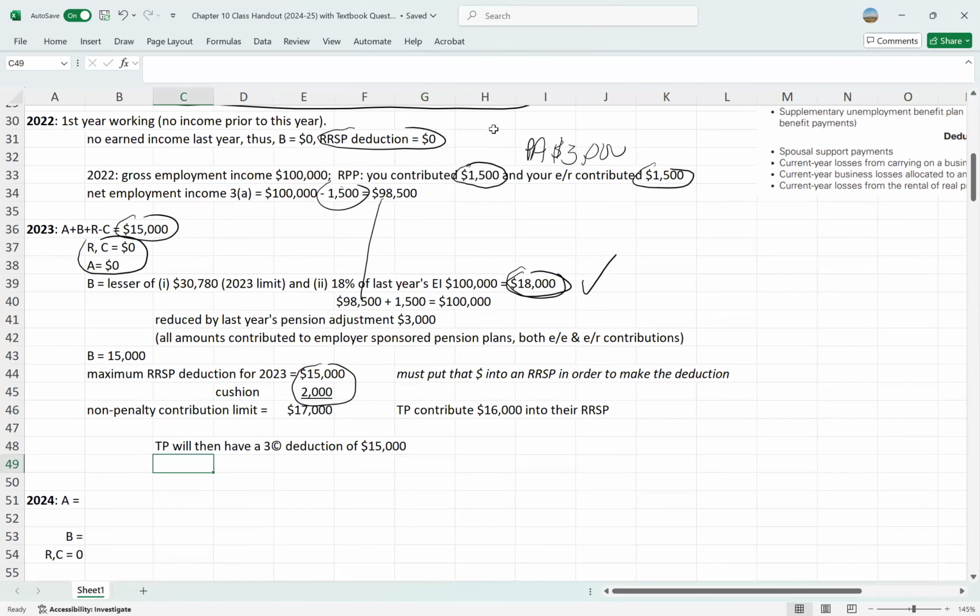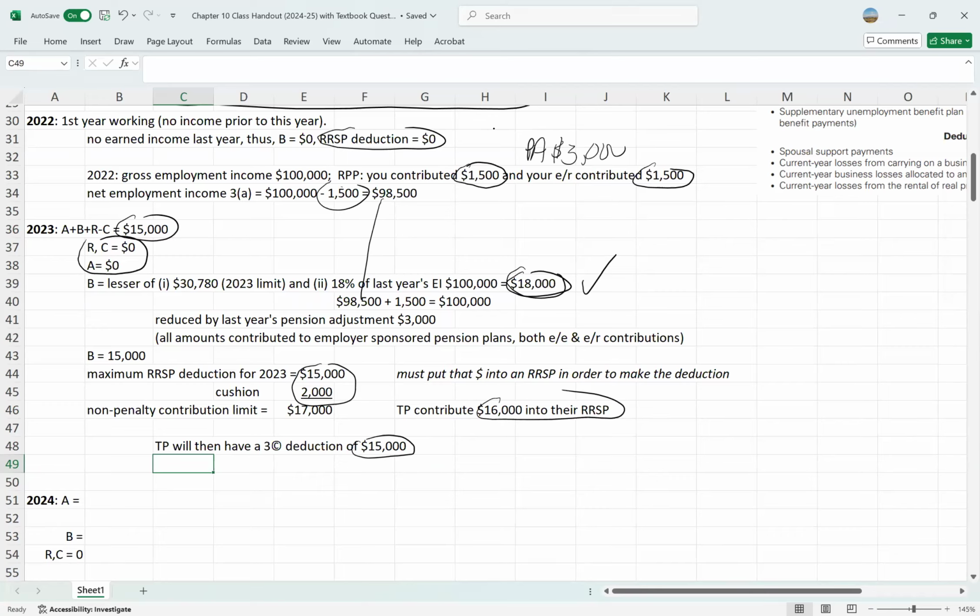Now, you don't have to make this deduction if you don't want to. Let's say that you knew that next year, 2024, you were going to be in a much higher tax bracket. But you still want to put the money into the RRSP because then it will grow tax-free.